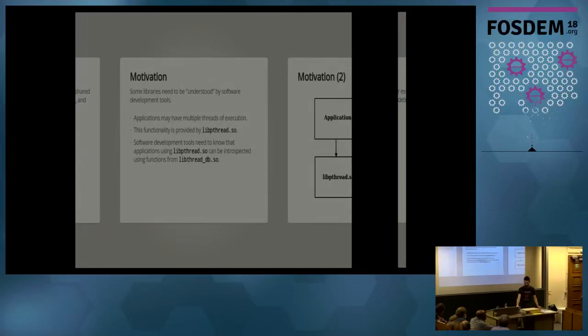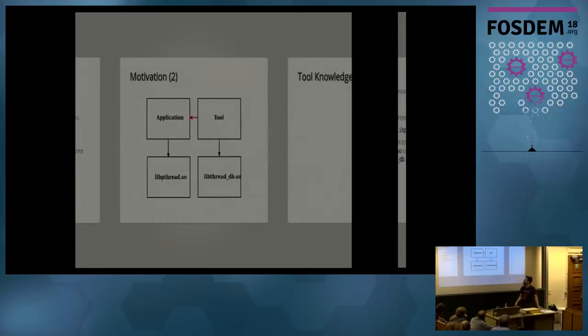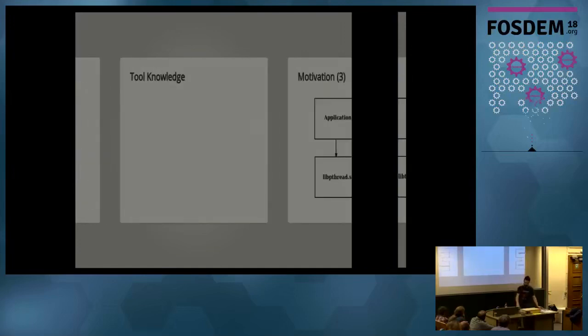In a diagram, it looks like this. You've got your application up there on the left, and the tool, the debugger, the monitor, is accessing your application somehow, and that's the red line. And the tool has loaded the thread debugging library to see what your application is doing with the threading library. So already there's a fair amount of knowledge that has to be baked into the tool to make all this work.